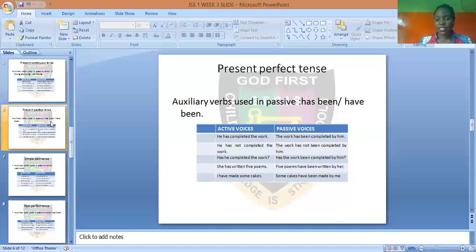Has he completed the work? Has the work been completed by him? She has written 5 poems. 5 poems have been written by her. I have made some cakes. Some cakes have been made by me. So these are sentence examples of active and passive voice in the present perfect tense.